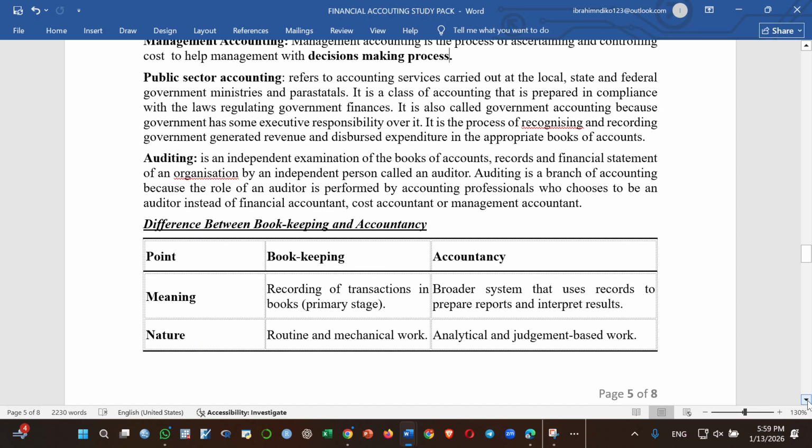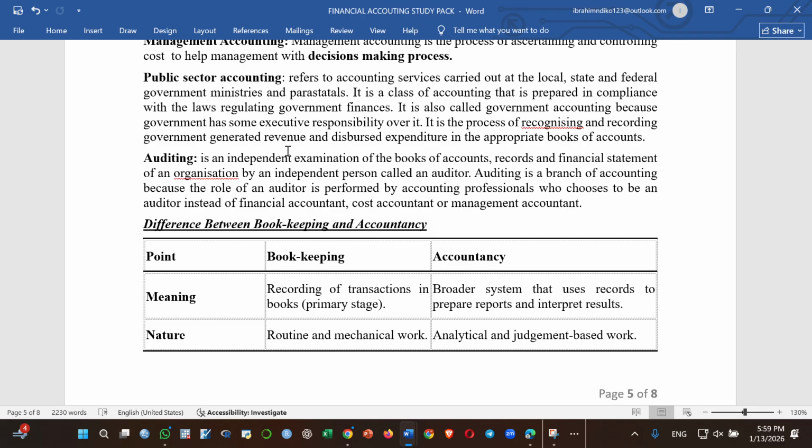Now public sector accounting refers to the accounting services carried out at the local, state or federal governments or ministries and parastatals. Government ministries and parastatals. So that means when we talk about public sector accounting, it refers to the accounting which is done in the public sector, or which is done within the government. So this is the accounting services carried out within the government.